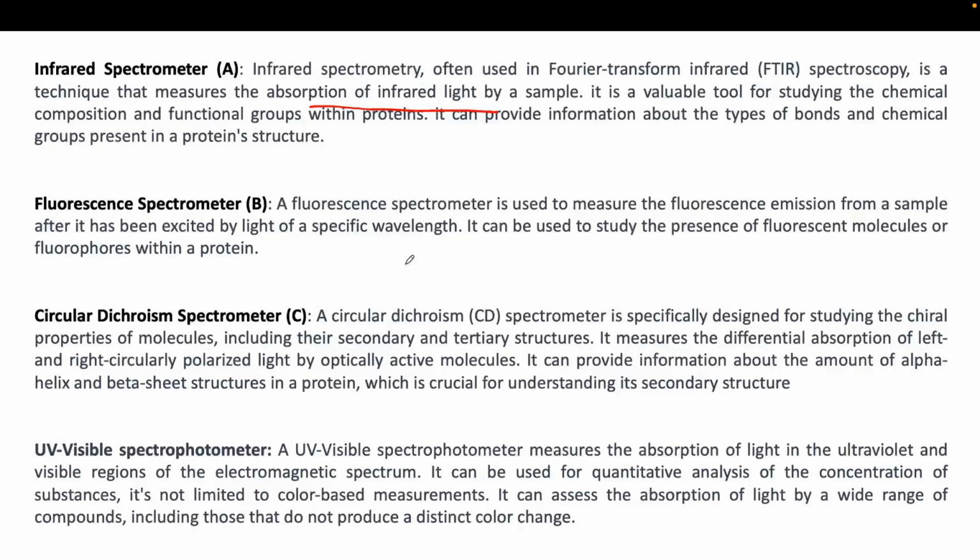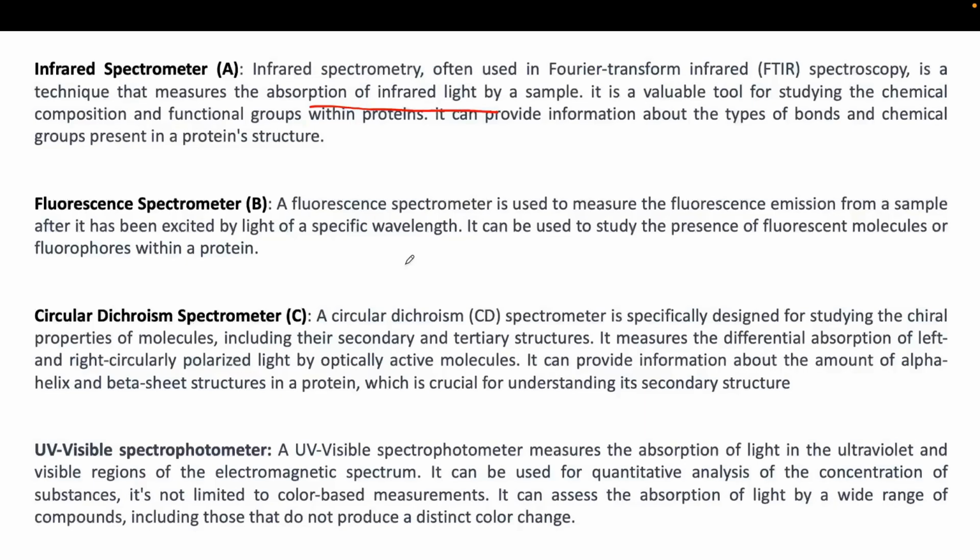In the case of a protein, the internal fluorophore molecules are the aromatic amino acids: phenylalanine, tyrosine and tryptophan. These particular amino acids give fluorescence at a particular wavelength, like 280 nanometer. Tryptophan shows maximum emission. So by using this type of fluorophore, we can identify the presence of this fluorescent molecule inside the protein.